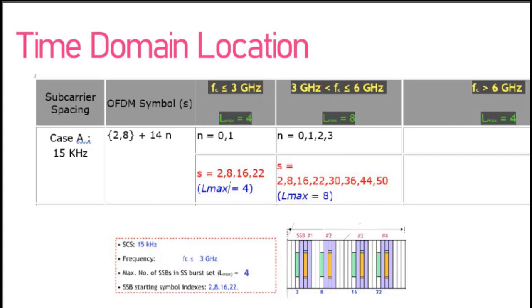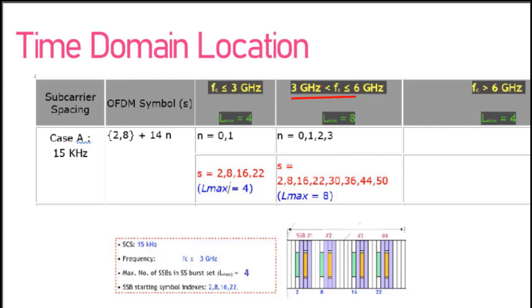L max equal to 4, meaning 4 SSBs will be radiated, 4 SSBs will be located on that frequency bandwidth. For band N2, that is the frequency. So L max equal to 4. So the OFDM symbol number indicating the start position of each SSB block transmission is 2, 8, 16, 22, where SSB will start, and 4 positions of SSB will be located.